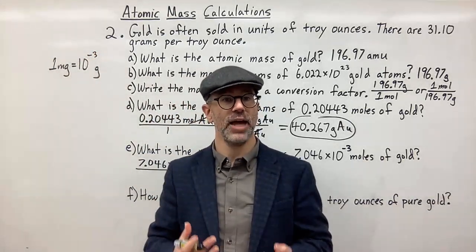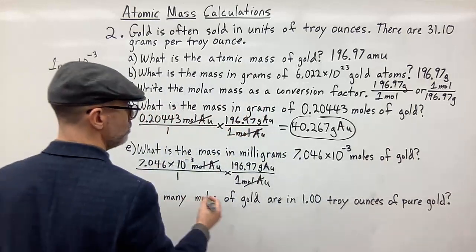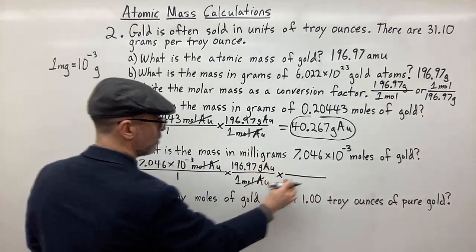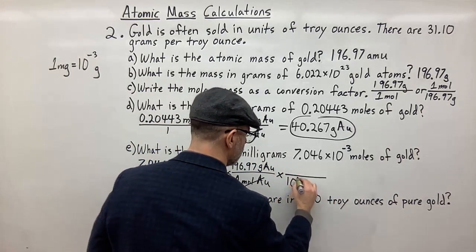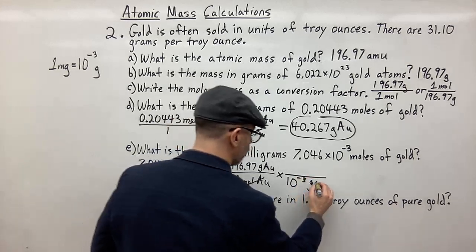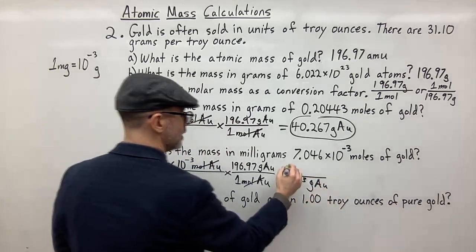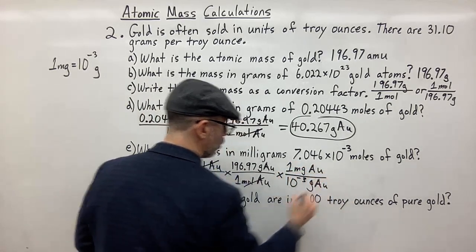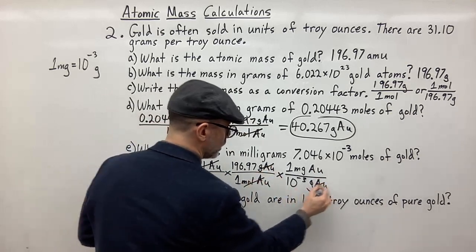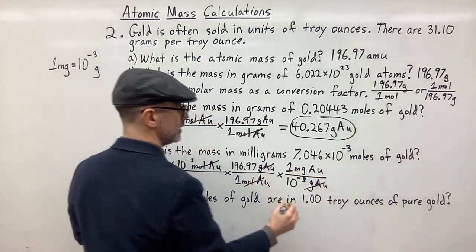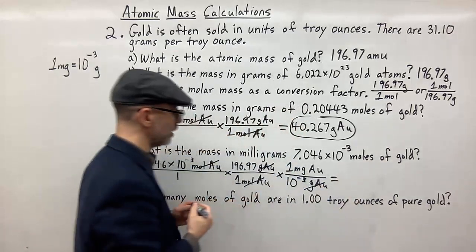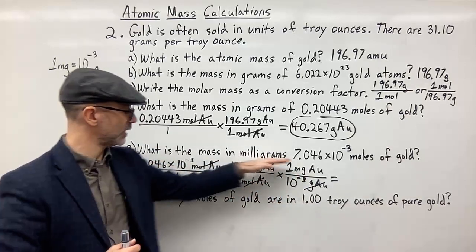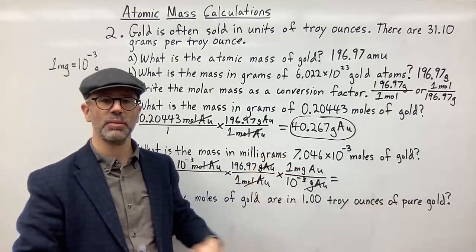So I'm going to use that as a conversion factor. Since I have grams on top, I'm going to put grams on the bottom: 10 to the negative 3 grams of gold. And then on top, I'm going to put 1 milligram of gold. So grams of gold cancels out. I have milligrams of gold on top. I am done. So now all I need to do is multiply by everything on the top, divide by everything on the bottom, and I get my answer.